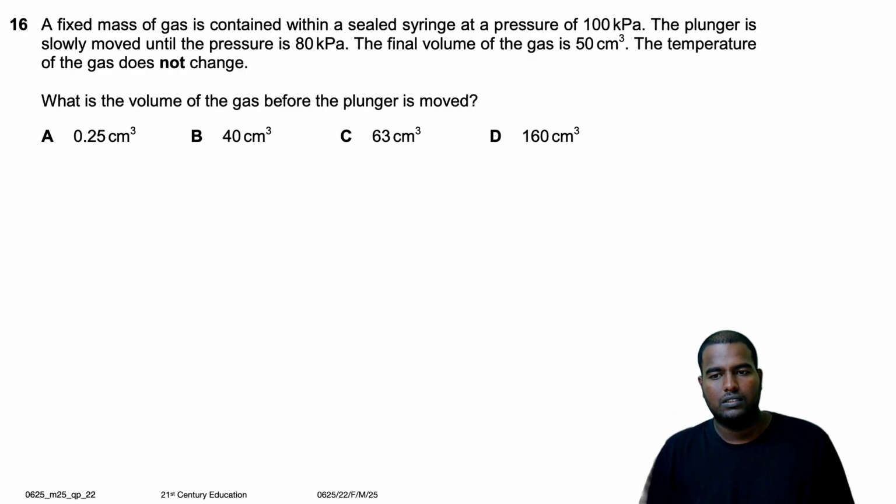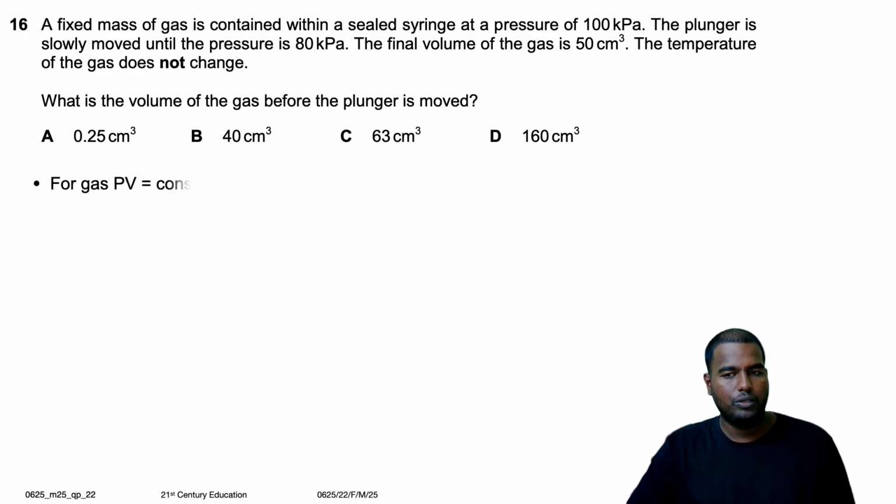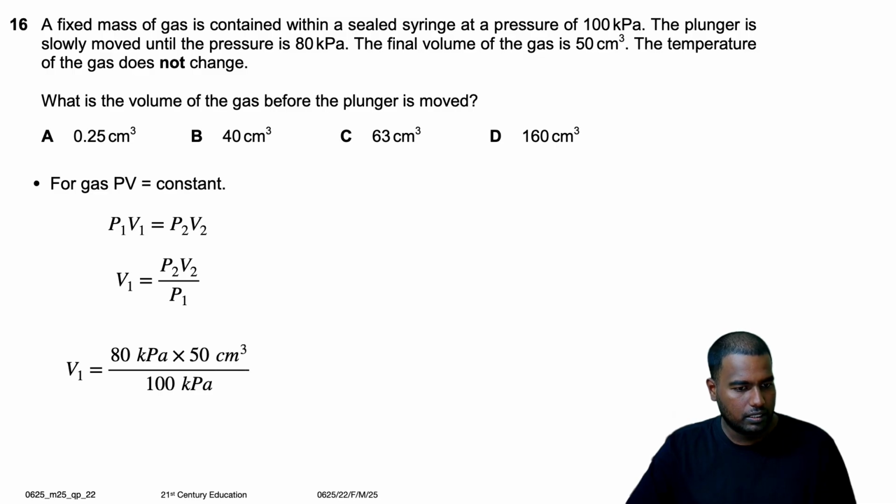Okay. We know that pressure times volume is constant. So P1 V1 equals P2 V2. We just have to rewrite for V1: P2 V2 divided by P1. So if you do the math, 80 kilopascal times 50 centimeter cube divided by 100 kilopascal is 40 centimeter cube. So option B.